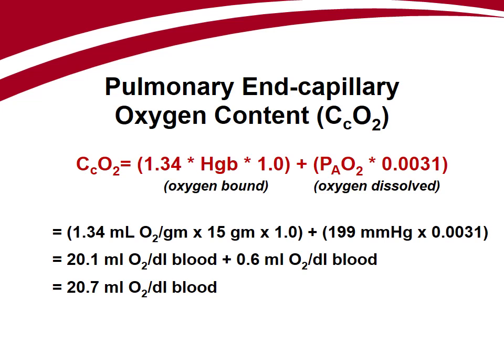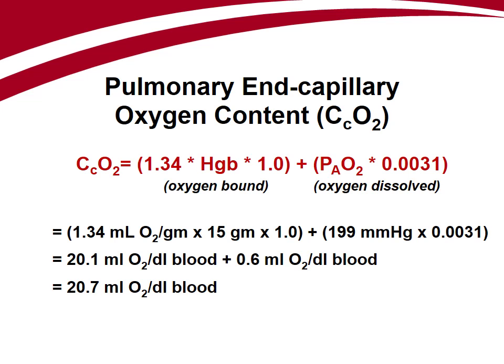Now that we know the partial pressure of oxygen as a red blood cell leaves an alveolus, we can calculate the pulmonary end-capillary oxygen content. This is the oxygen content of blood as it enters the left atrium. We can assume that the oxygen saturation of this blood is 100%, barring the presence of significant lung injury. For a patient with a hemoglobin of 15 grams, therefore, 20.1 milliliters of oxygen is bound to hemoglobin, while only 0.6 milliliters is dissolved in each 100 milliliters of blood. It is important to remember that the alveolar partial pressure and not arterial partial pressure of oxygen is used in this equation.